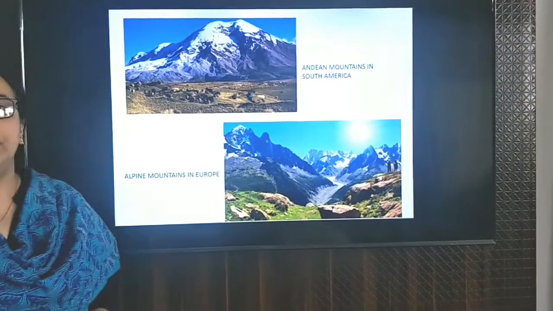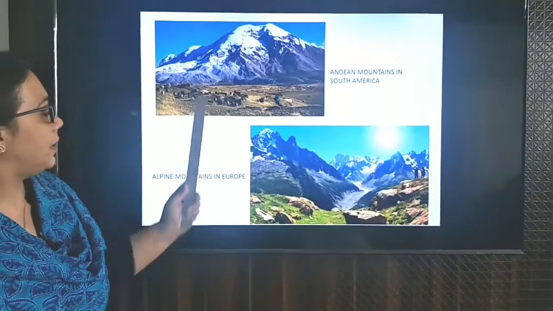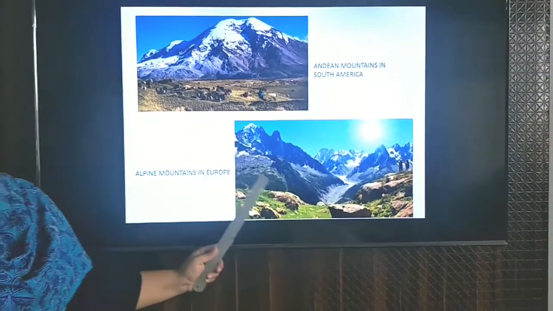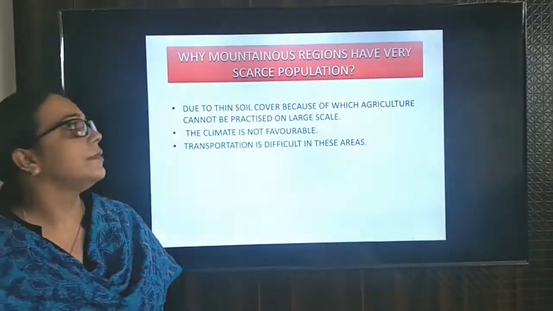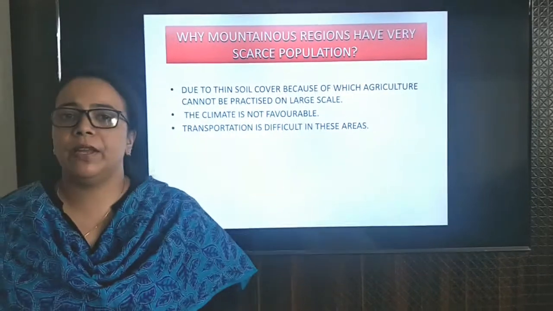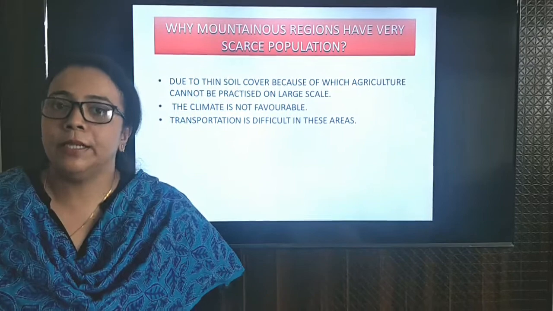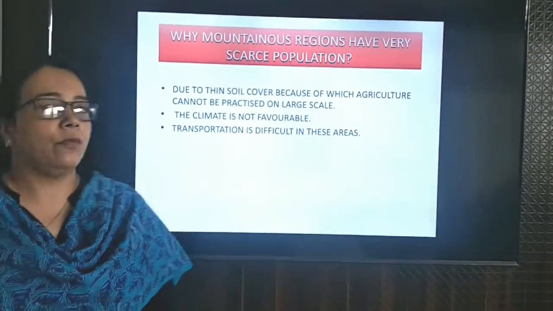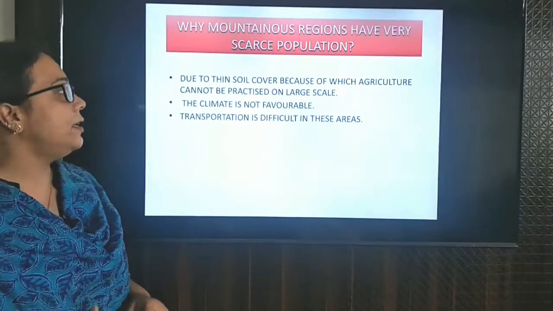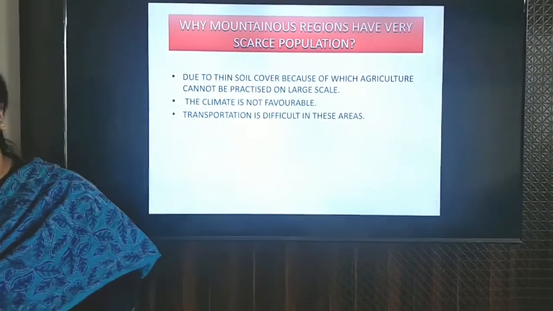Another example for mountain ranges are the Andean mountains in South America and the Alpine mountains in Europe. Why do mountainous regions have a very scarce population, meaning very little population? They are not thickly populated compared to the plains. Why? Because of the thin soil cover, agriculture cannot be practiced on a large scale.